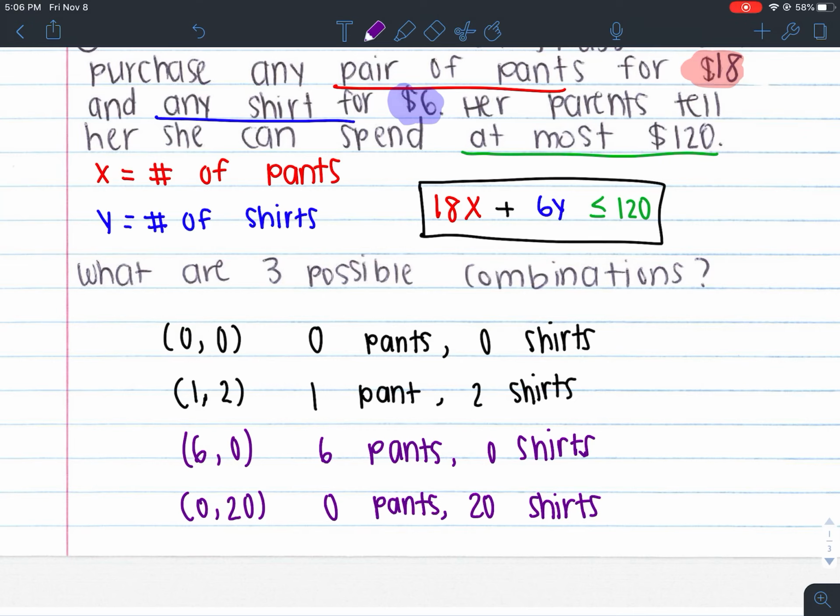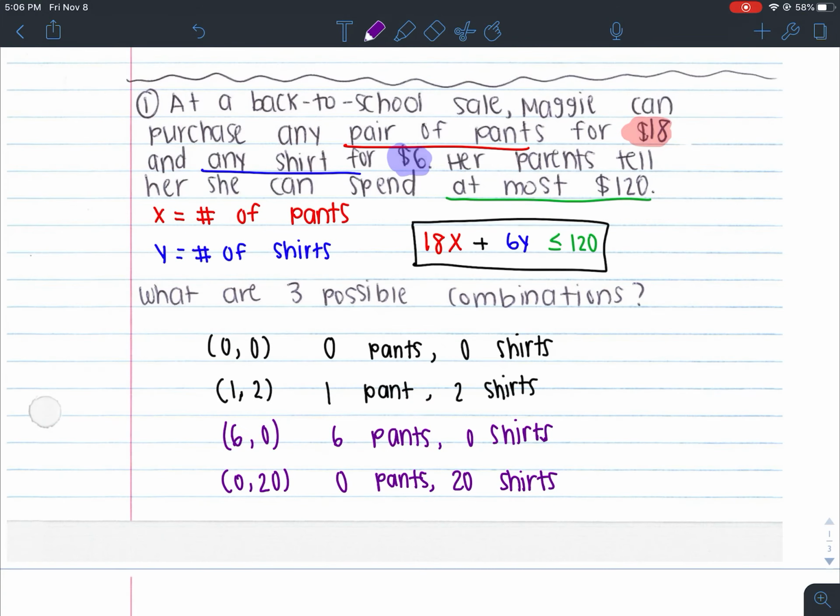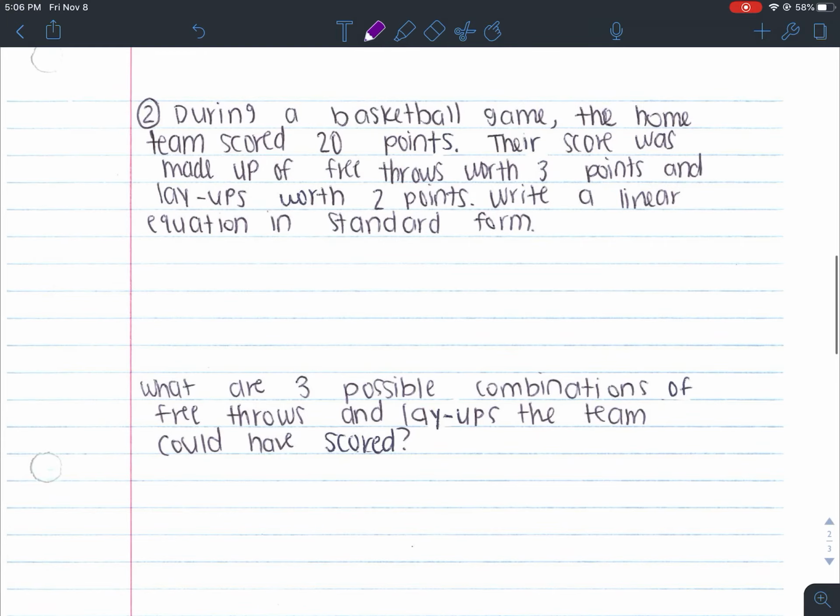Okay, so basically you're given possible combinations. It doesn't have to equal 120 because it's an inequality. You just have to make sure you're spending less than 120. Okay. Moving on to number 2.